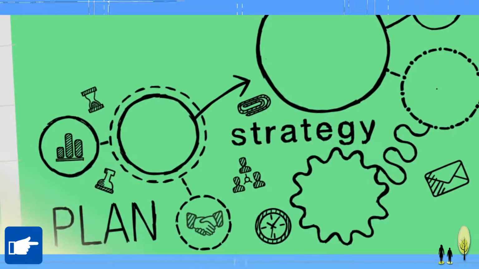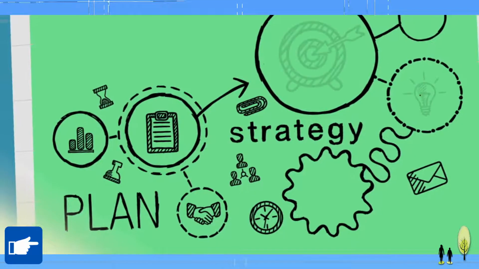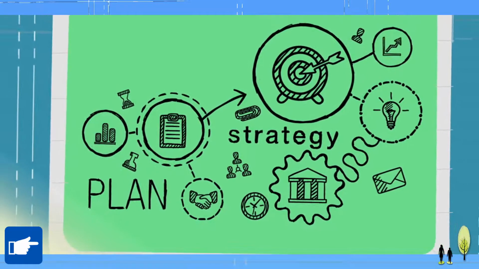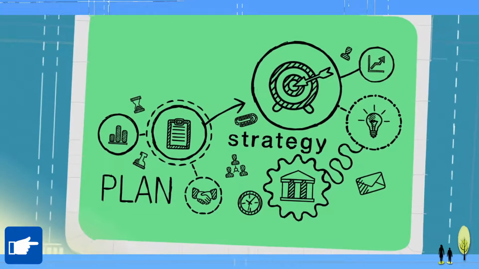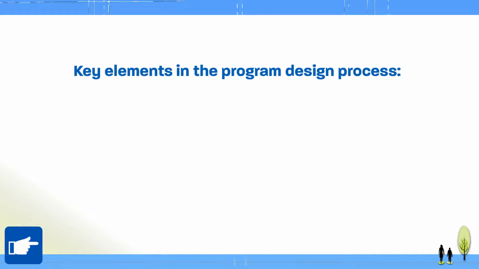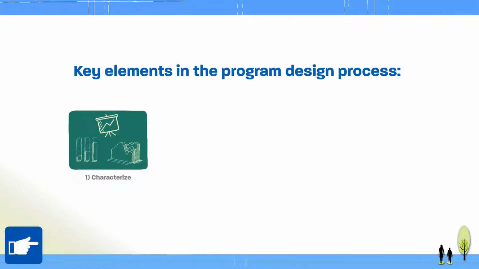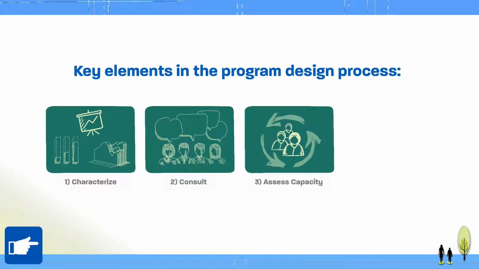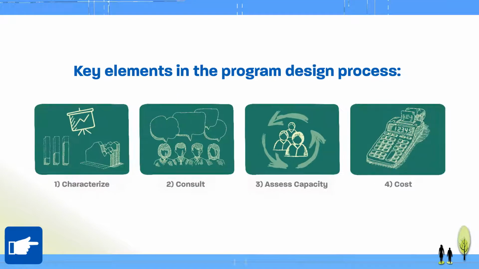As you work through the design of your program, remember the process is iterative. Be sure to make adjustments to your design as you learn more about what may work and what impacts you can reasonably expect to achieve. Key elements in the program design process include 4 C's. 1. Characterize the type of public service needed in your community. 2. Consult with key players. 3. Assess capacity to have a positive impact. And 4. Identify costs and ways to cover them.